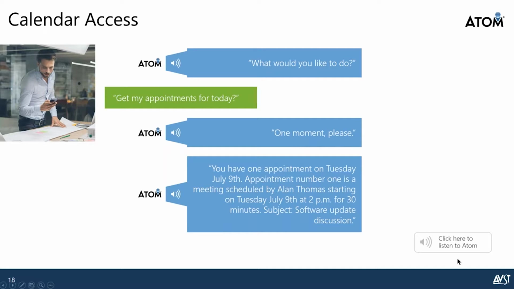So here's kind of a calendar session in terms of what it sounds like. What would you like to do? Get my appointments for today. One moment, please. You have one appointment on Tuesday, July 9th. Appointment number 1 is a meeting scheduled by Alan Thomas, starting on Tuesday, July 9th at 2 p.m. for 30 minutes. Subject, software update discussion.